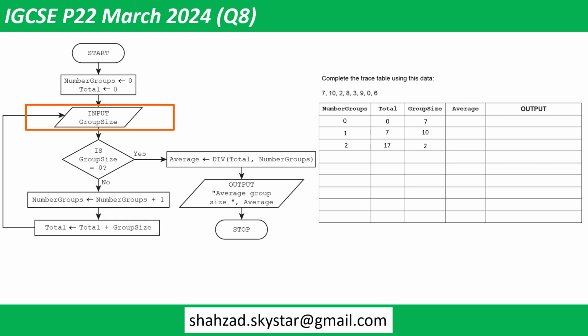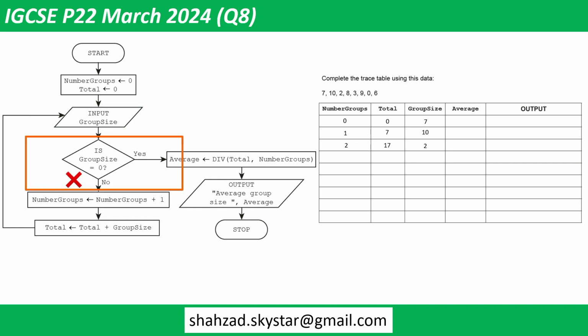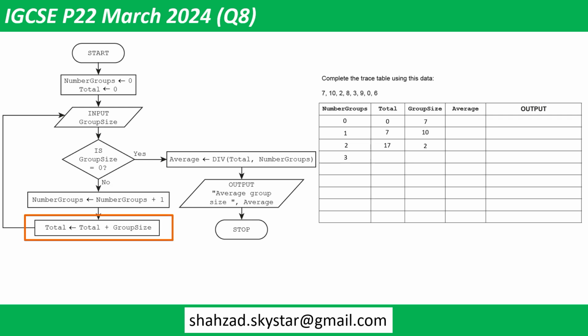That will be the third input, and then it will check 2 equal to 0. The condition is false. In case of false, it will move to the next statement, number of groups equals number of groups plus 1, and in this case it will become 3. Then it will calculate the total plus group size. Previously total contained 17, plus 2, it will become 19. Now total will get 19. After this, it will move to input group size again. Now group size is 8.